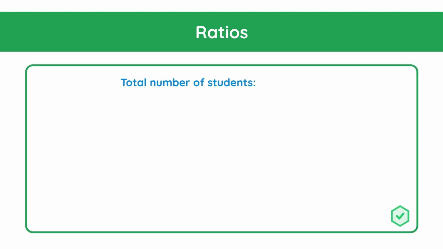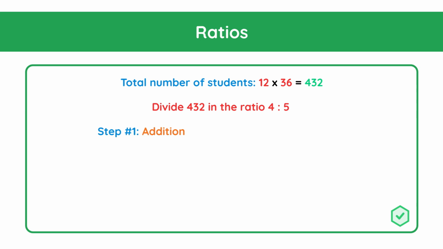First, we need to find the total number of students. The school has 12 classes and each class has 36 students. So the total is 12 times 36, which is 432 students. Now we need to divide 432 in the ratio 4:5. Use the 3 steps from section 2. Step 1. Add the parts. 4 plus 5 is 9.